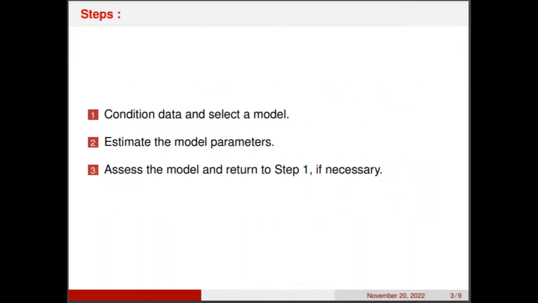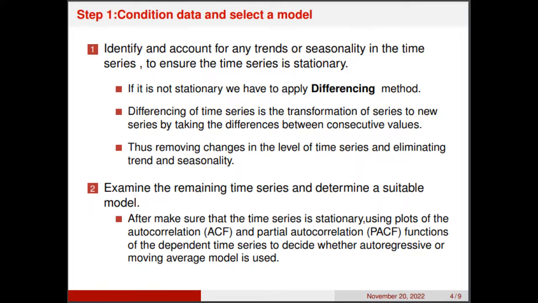The Box-Jenkins methodology has three main steps. The first step is to condition the data and select a model. The second step is to estimate the model parameters. The third one is to assess the model and return to step 1 if necessary. So let's explain the first step: condition the data and select a model.